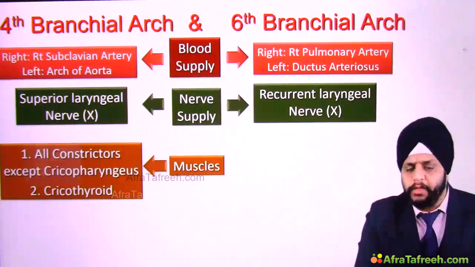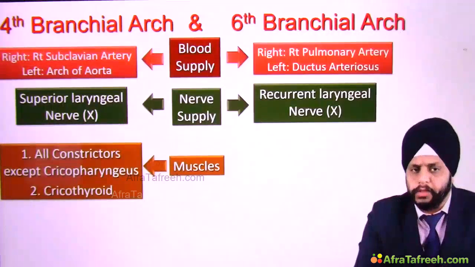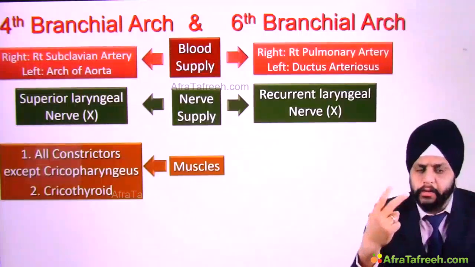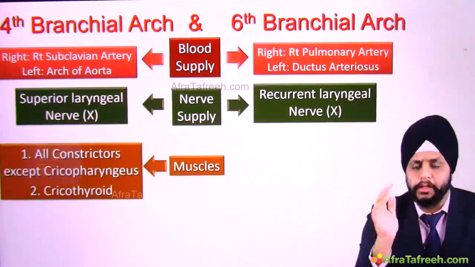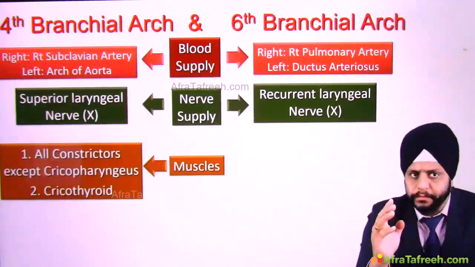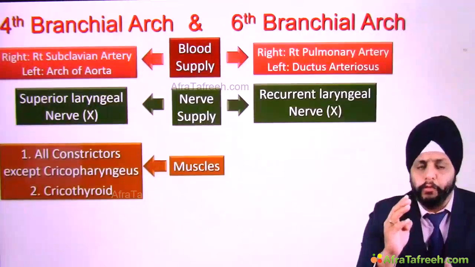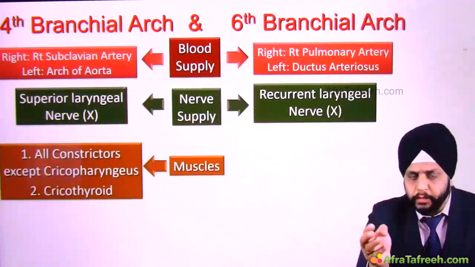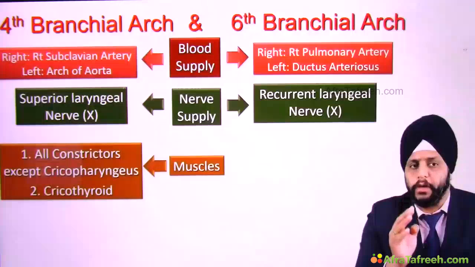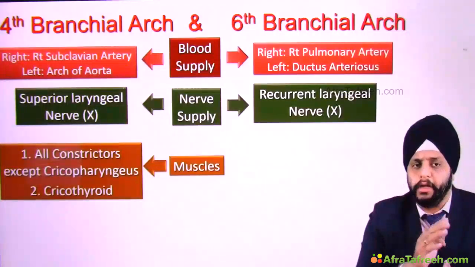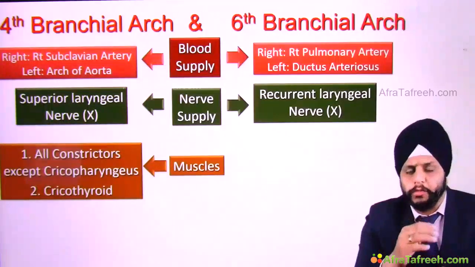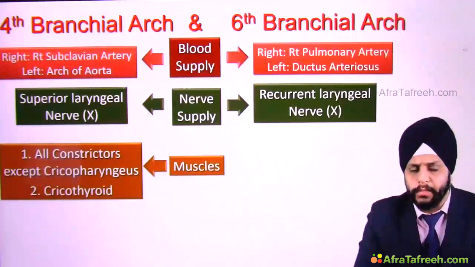Now, remember in the pharynx we have discussed the inferior constrictor muscle and we already know that the inferior constrictor muscle has two parts. It arises from thyroid cartilage and cricoid cartilage. So, it has two parts, thyropharyngeus and cricopharyngeus. So, remember the fourth arch forms all constrictor muscles except cricopharyngeus. If you remember, the cricopharyngeus is not supplied by superior laryngeal nerve as I taught you earlier. Other than this, the fourth branchial arch also forms cricothyroid muscle.